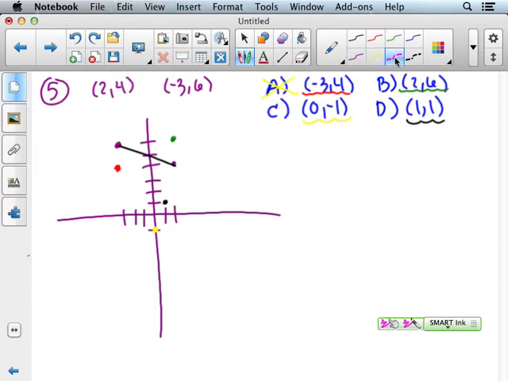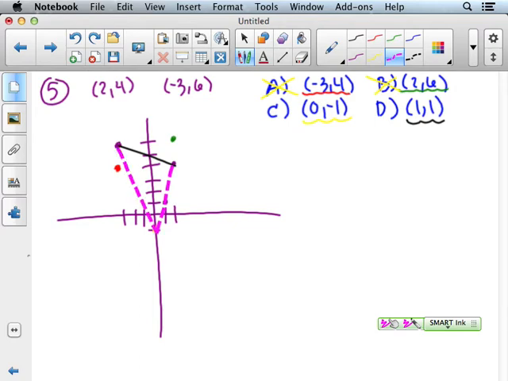All right, now the same thing happens with B. If we look at this green point, if I make a triangle here, it's going to make a right triangle, but this black line's the hypotenuse, and we want it to be the leg. So B can't work either. Now let's look at C. So here's C.